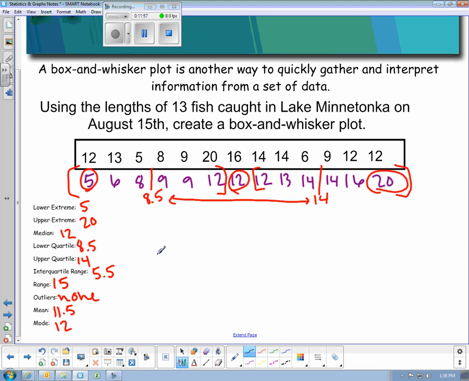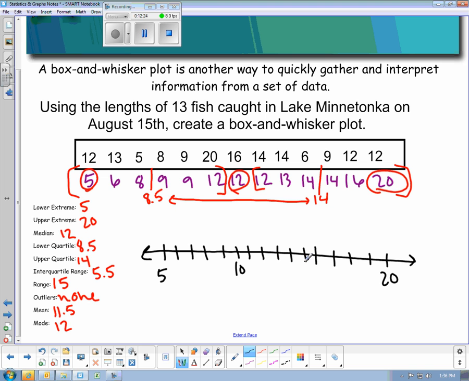So let's go ahead and put that on a number line. I'm going to draw a number line. I'm going to start down at 5. That's my lowest point, and I'm just going to count up: 6, 7, 8, 9, 10, 11, 12, 13, 14, 15, 16, 17, 18, 19, 20. And it would probably be good if I marked some more points in there. There we go. That'll work.